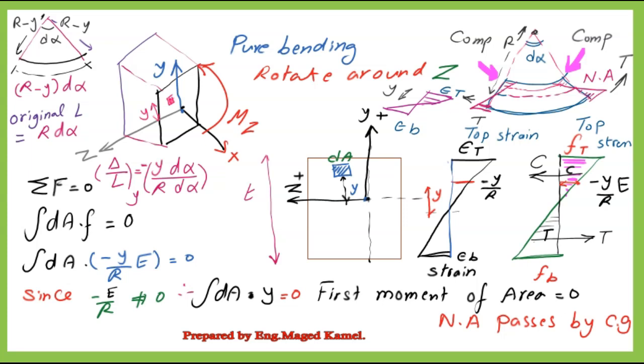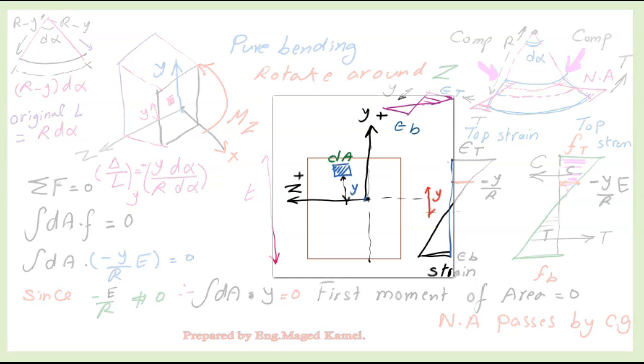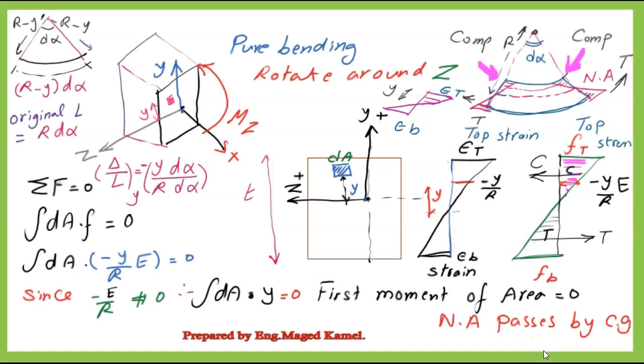If we have a look at the transverse section, we will see the y-axis in the vertical direction and the z-axis will go to the left. We will examine a small strip dA apart from the z-axis by a distance y. According to the expression which we have obtained, the strain equals minus y over R at distance y.